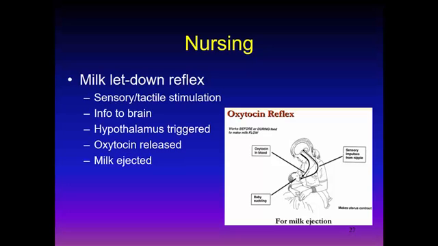Again, the milk letdown reflex is stimulated by nervous system stimulation, either physically or even hearing or seeing the baby sometimes. Oxytocin is released from the posterior pituitary. It causes the milk ducts to open, and milk is ejected or released from the breast.